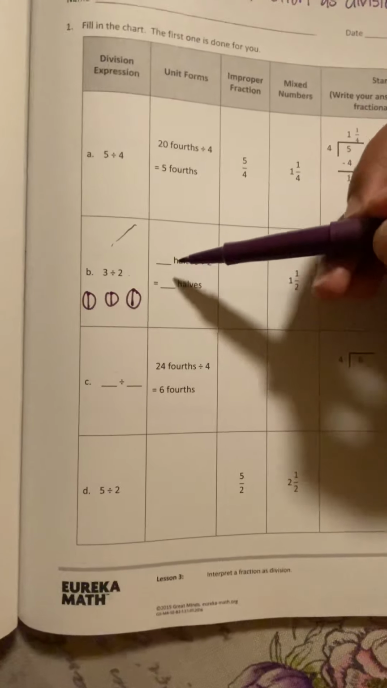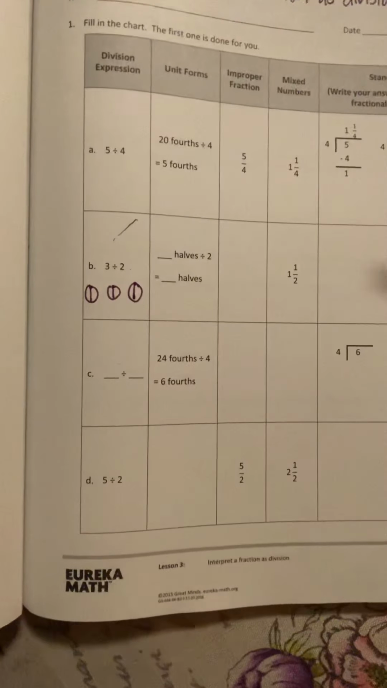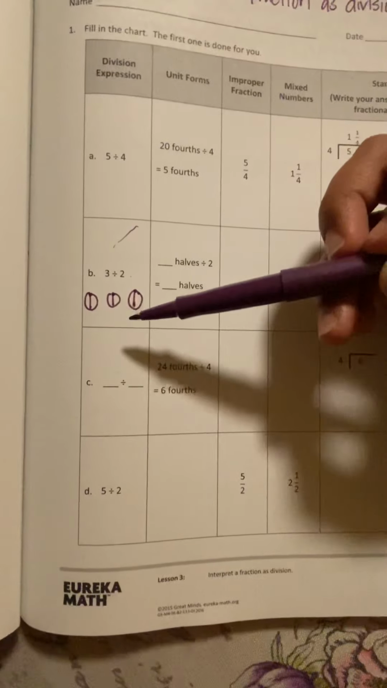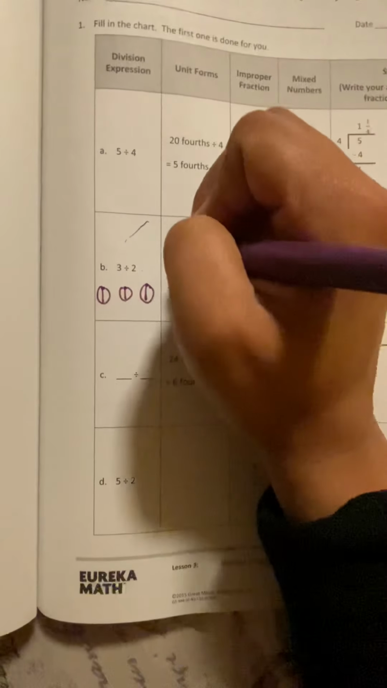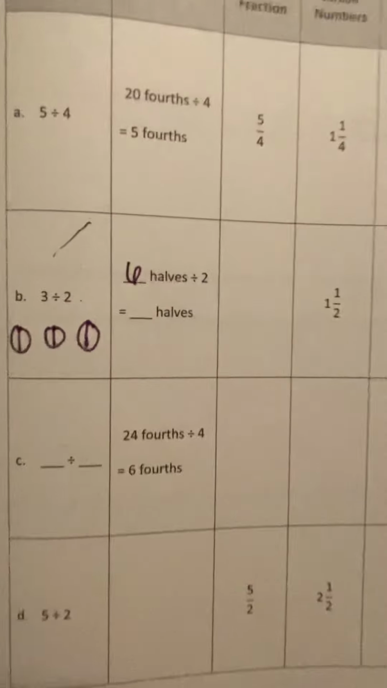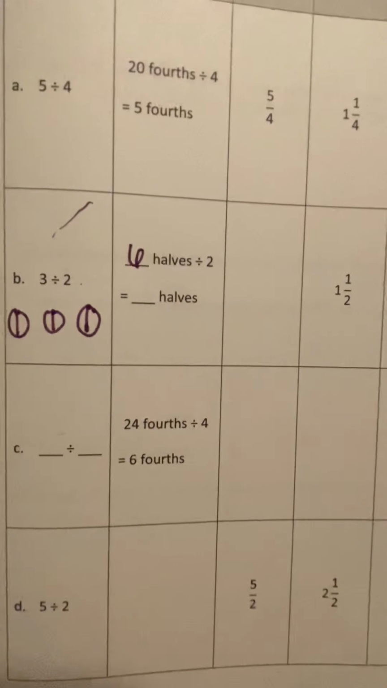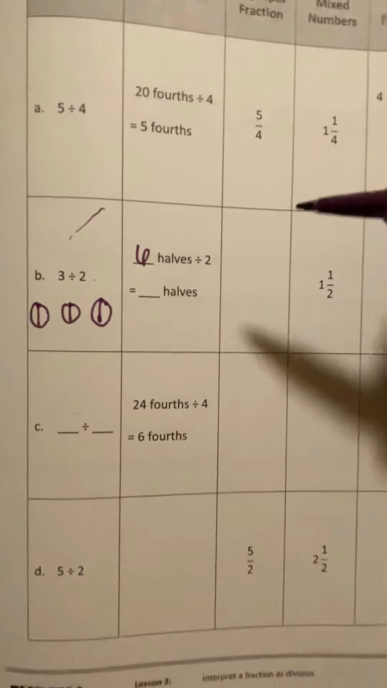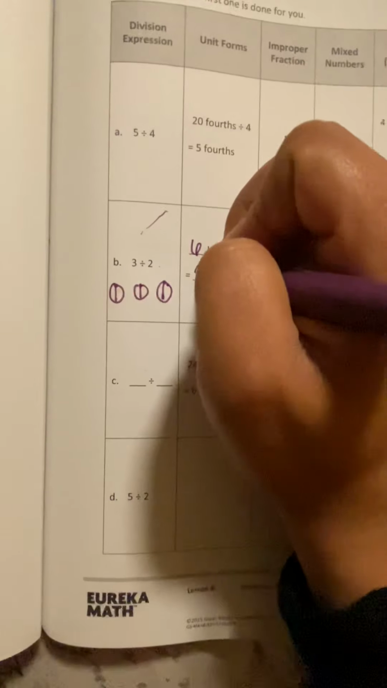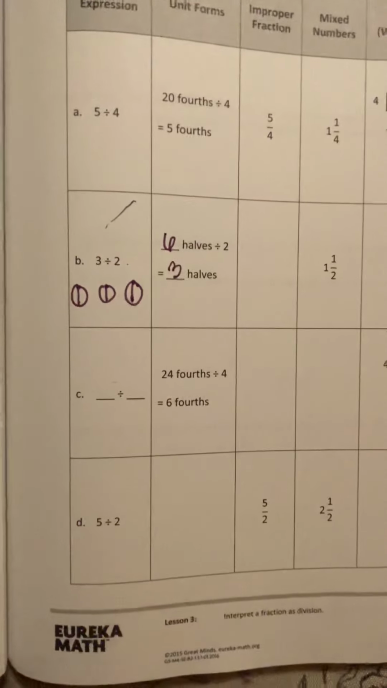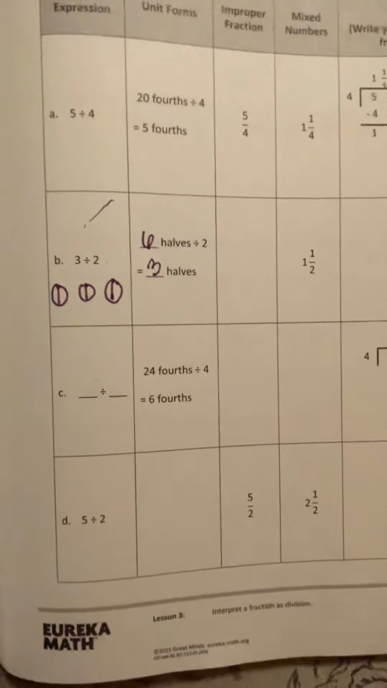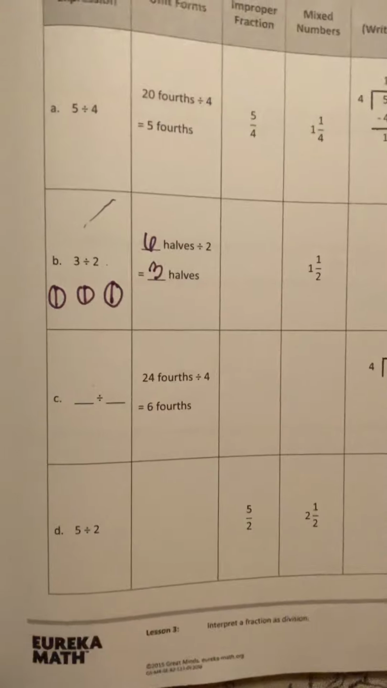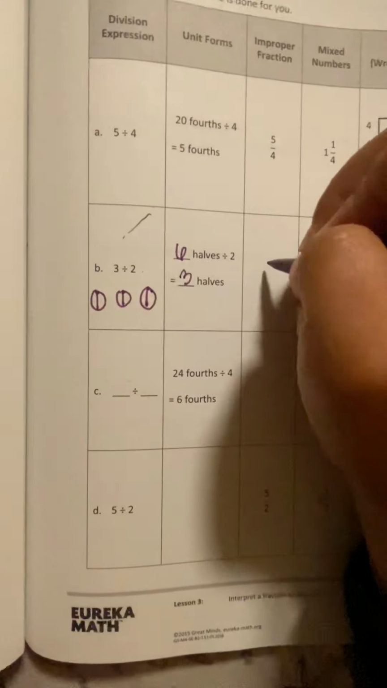Now, this one says, how many halves would be in 3 wholes, right? So we would have 1 half, 2 halves, 3 halves, 4 halves, 5 halves, and 6 halves. So we would have a total of 6 halves divided by 2. So 6 divided by 2 would be 3, right? 3, because each friend would get 3 halves. So the improper fraction is 3 halves.